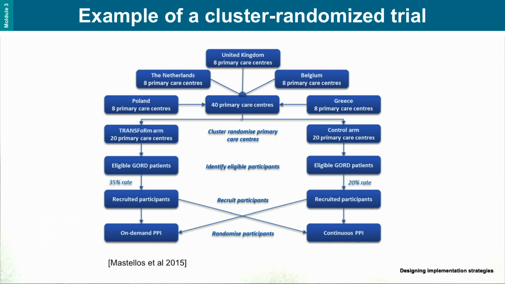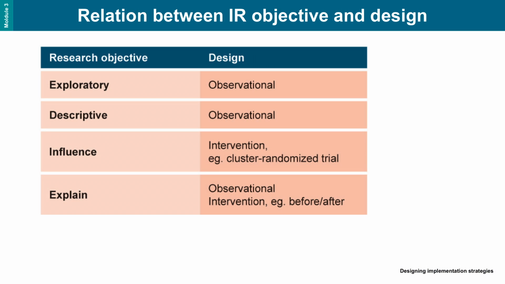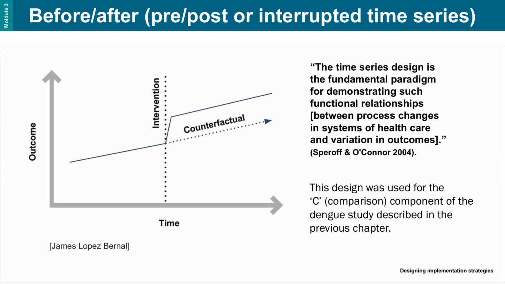with the outcomes being compared between the 2 arms. For the explain type of objective, which we said was more analytic than the explore or describe objectives, we might use either an observational or an intervention design. If an intervention one, then a quasi-experimental design might be more suitable than an experimental one, like a randomized trial. And here we've got an illustration of one kind of quasi-experimental design called the before and after or interrupted time series design. And here we've got a quote from a paper which argues for the importance of this design in quality improvement research.